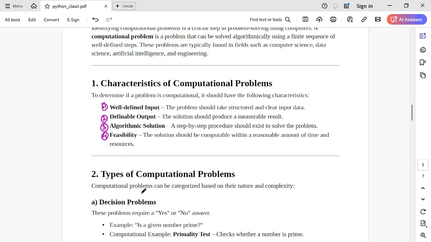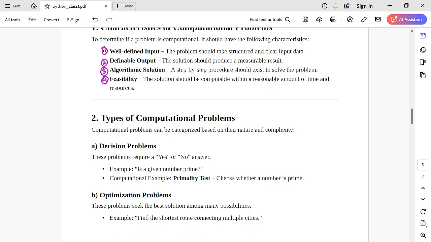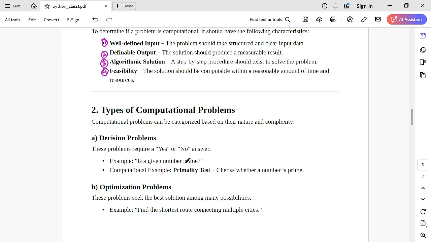So next is types of computational problems. We have seen the characteristics: well-defined input, defined output, algorithmic solution, and feasibility. Next, we will move on to the types of computational problems. Computational problems can be categorized based on their nature and complexity. The first one is decision problems. Decision problems take only two answers, either yes or no. An example is whether a given number is prime.